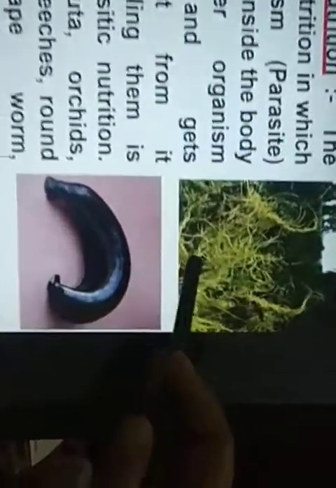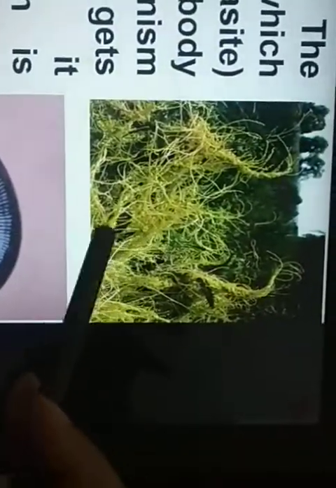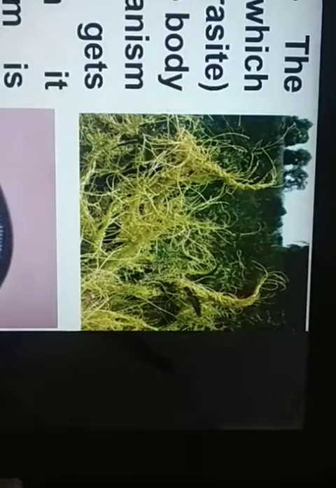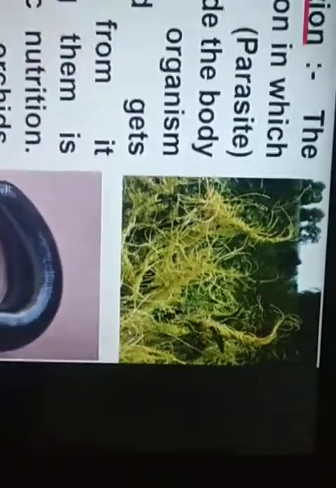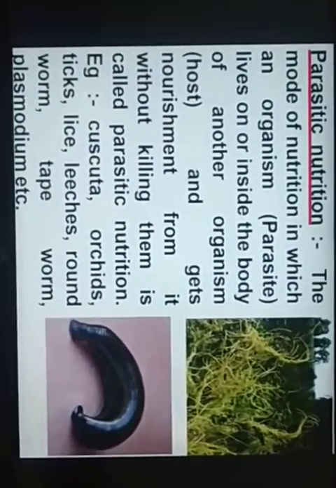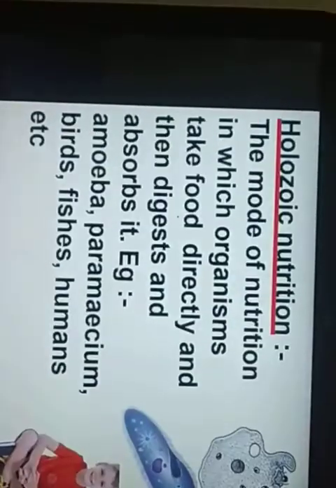Here in the picture you can see a Cuscuta plant. You can see these yellow wire-like structures. This is the Cuscuta plant. This plant lives on other plants and absorbs nourishment from it.